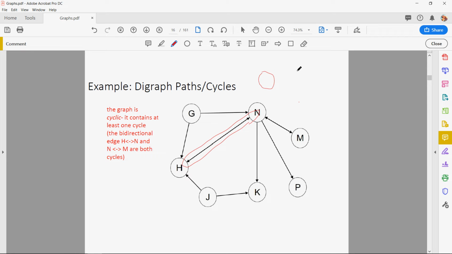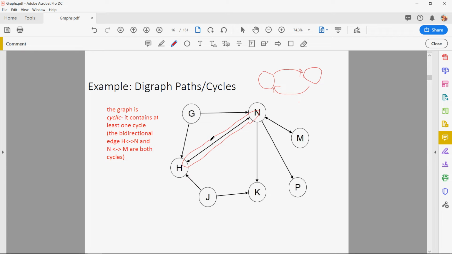This edge goes in both directions, so that counts as a cycle. If we were to draw it a different way, instead of just using a single arrow, it might be easier to see that it was a cycle, right? If we use two arrows like this, then it would be easier to visually see that that's a cycle. So anytime you have a single edge going in both directions, that does count as a cycle. And if your graph has at least one cycle, then it's a cyclic graph. It only needs to have one to be considered cyclic.